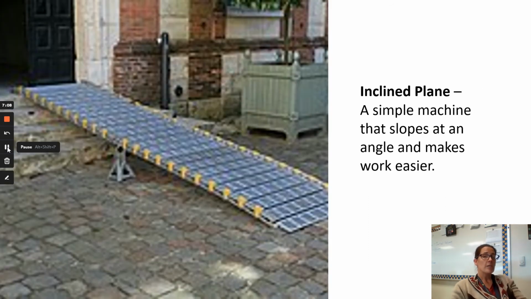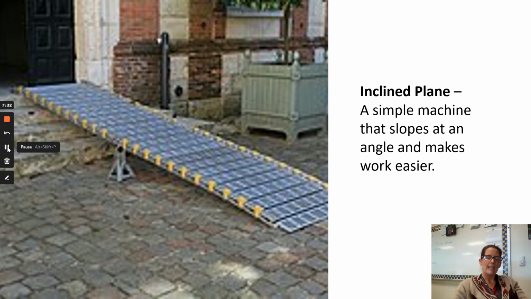The last word we're going to talk about is an inclined plane. Speaking of pushing something, an inclined plane is a simple machine that slopes at an angle to make work easier. If you had a big heavy box and you had to push it up the stairs, it might be kind of hard. But if you had a ramp, you could push that box right up the ramp, right? You can think about ramps.